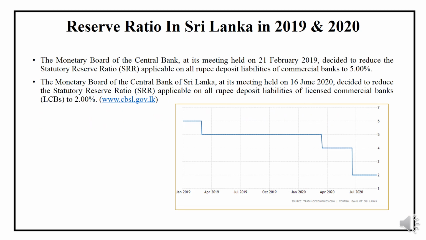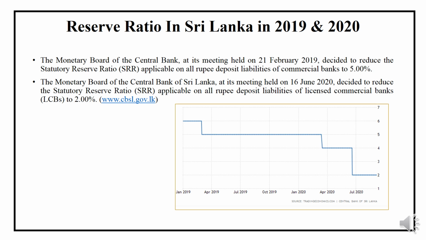Now let's look at the reserve ratios in Sri Lanka in year 2019 and 2020. The Monetary Board of the Central Bank decided to decrease the reserve ratio to 5% in year 2019. And here, the second point you can see, in year 2020 they decided to decrease the reserve ratio further to 2%. This could be mainly because we as a country also had to face COVID-19.